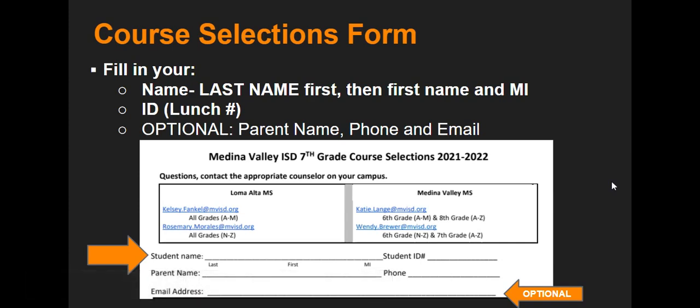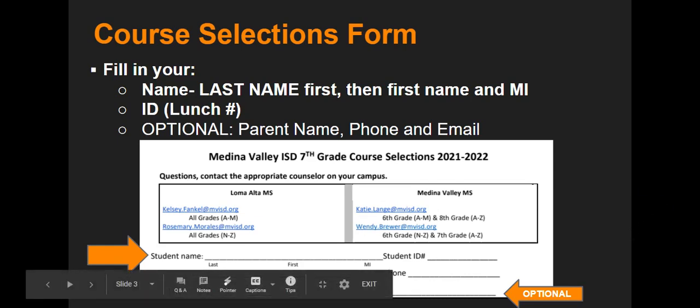If you look at the form, once you start to fill it out, you'll notice that it's going to ask you to complete your last name, first name, middle initial, and ID. If you can also get your parents' information to fill that in, that also gives us a contact to reach if there are any questions that we have regarding the form or the options that you selected.